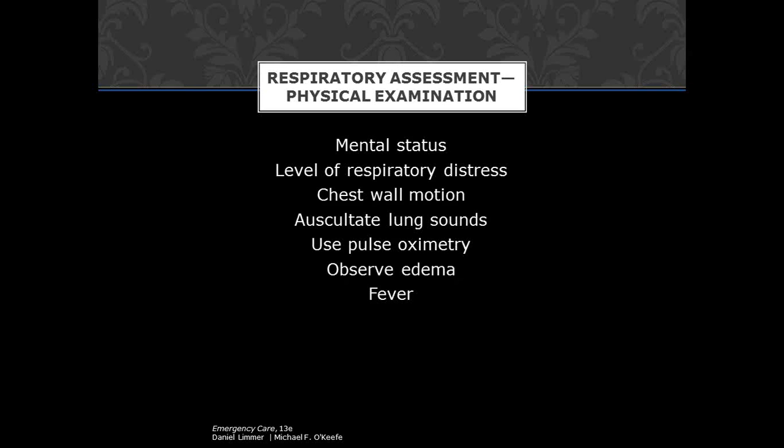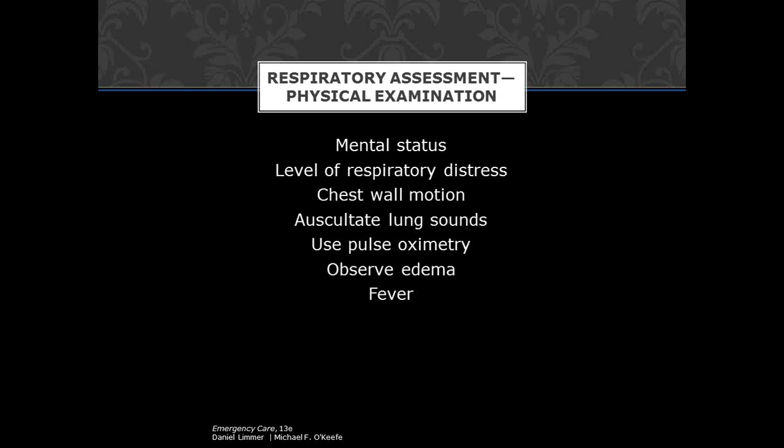Other things we want to look at is the chest wall. Is it rising and falling? And if so, is it doing it equally? Or are you getting more chest rise on one side than the other, which would indicate that we've got one lung that isn't working adequately. Okay, so we want to look at that chest wall.